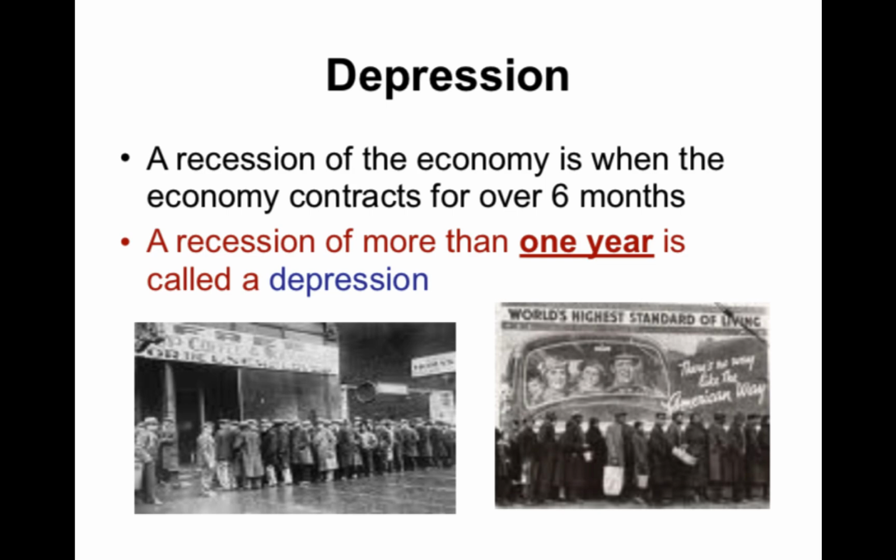So we measure the economy in 4 quarters. Every 3 months, we measure how well the economy is doing. In order for this decline in our economy to be considered a recession, it has to last for 6 months, and that has not happened yet. If our decline lasts a year or longer, then economically we call it a depression.